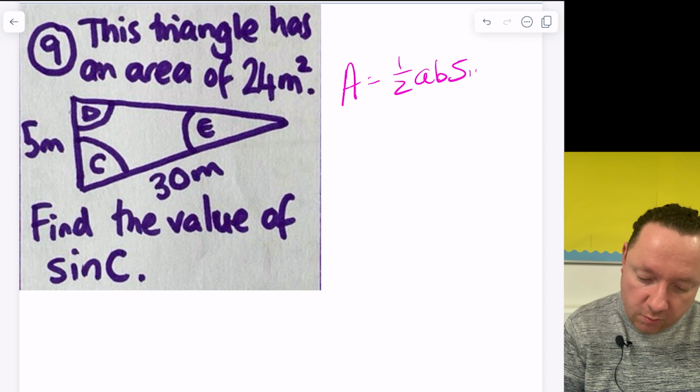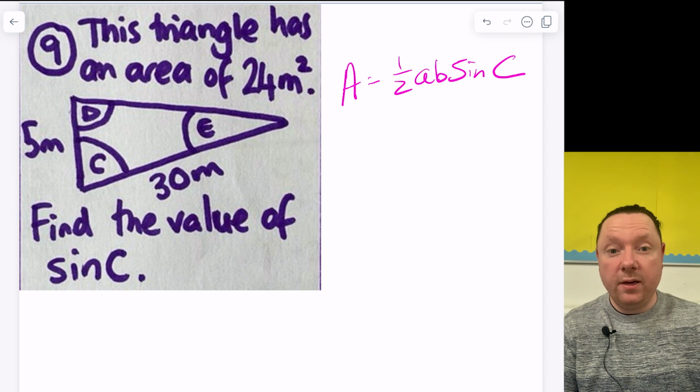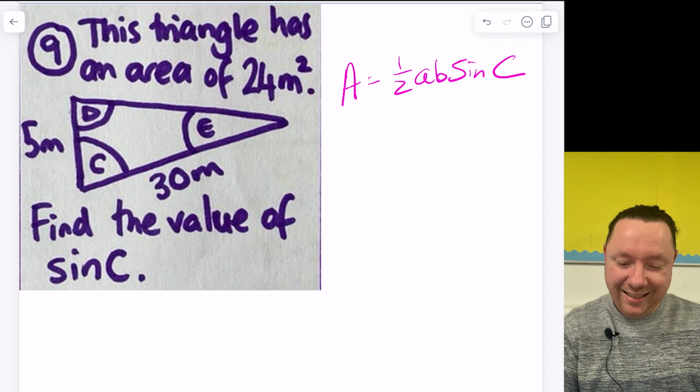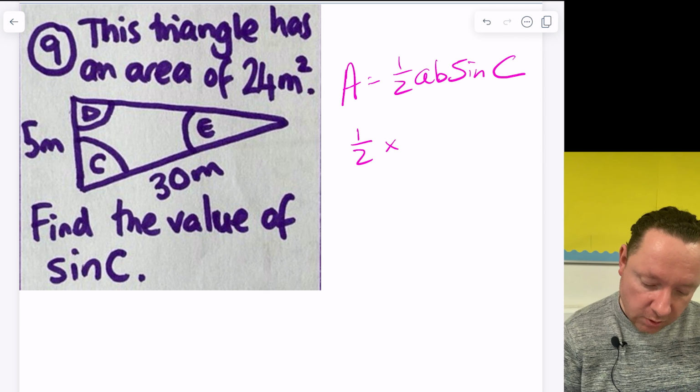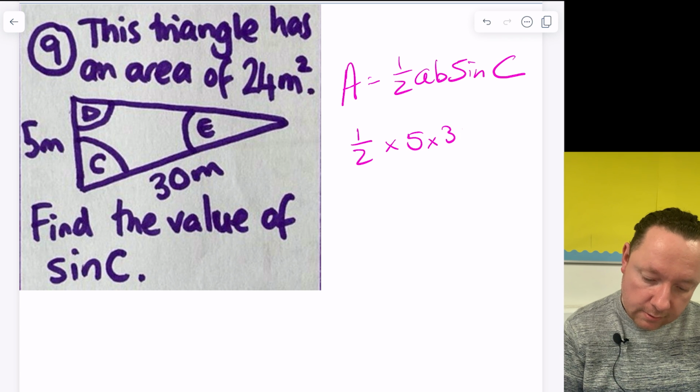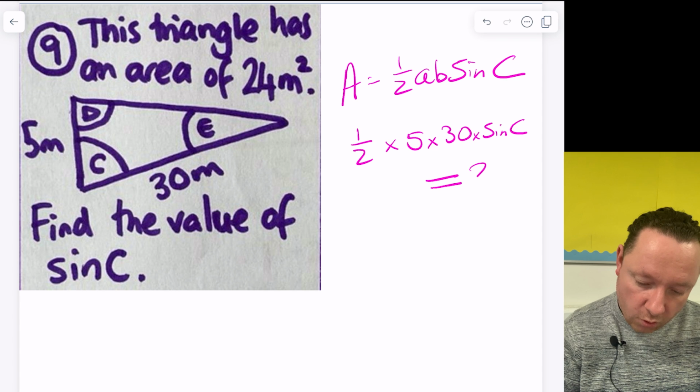And this is a working backwards one. So we're working backwards one, you sub in everything you've got and work backwards to find what you need. So I've got area. So let's start off with a half times, just check, I want this angle, and it's the two sides either side. I've got them, so that's 5 and 30 times sine C, and that equals 24.